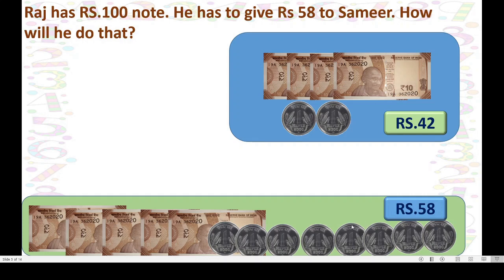This 42 is left with Raj and Raj gave rupees 58 to Samir. Got this, children? How Raj gave rupees 58 to Samir? By making the change of rupees 100, isn't it? We will move to the next sum.